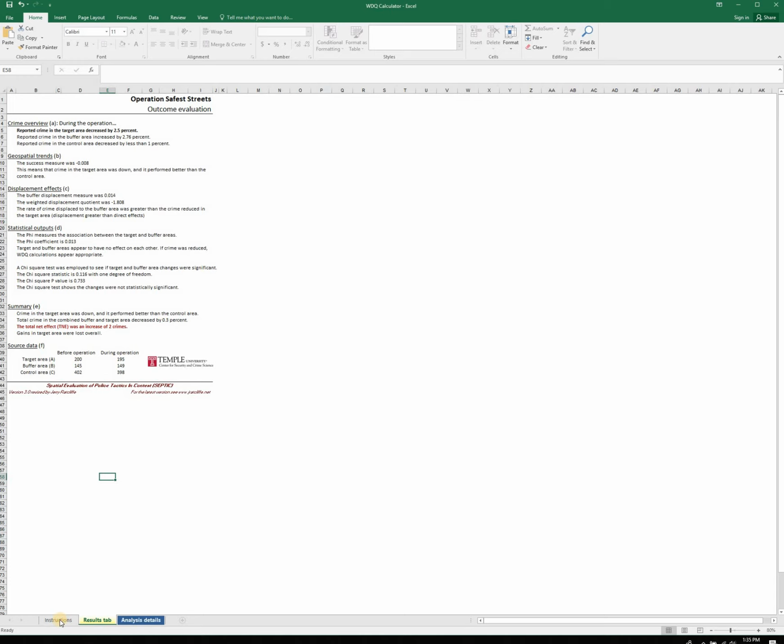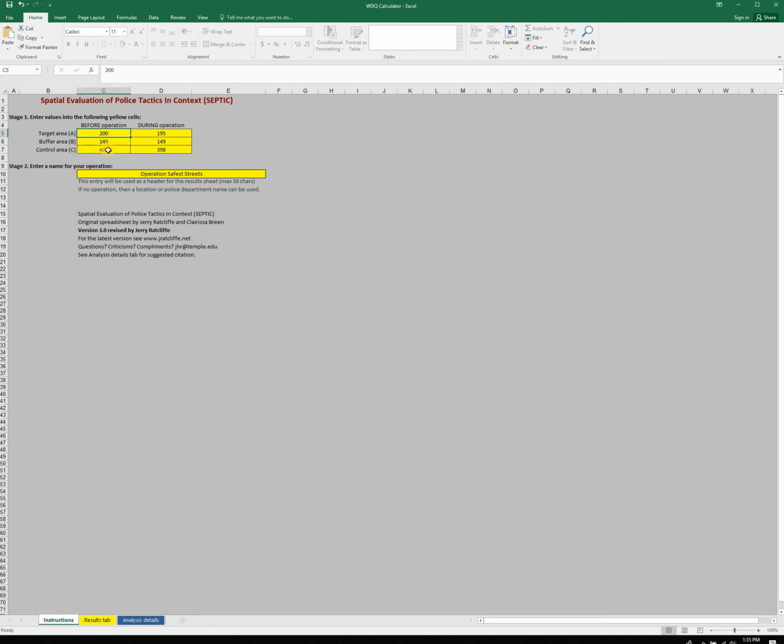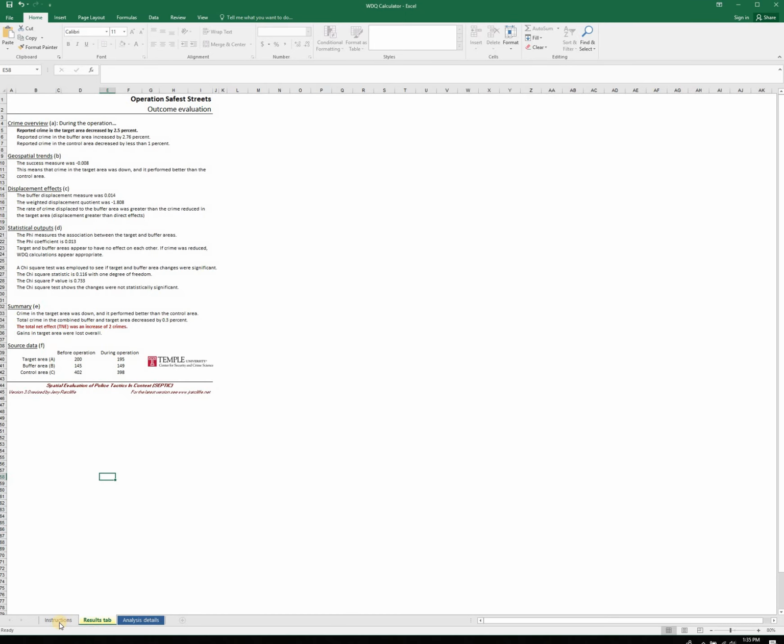Right, so we've got 3 tabs. We started off on the instructions tab, and this is where we're entering our information. Then we can click our results tab once the information is all entered, and we'll get information about what happened during our intervention. So I'll walk you through this.